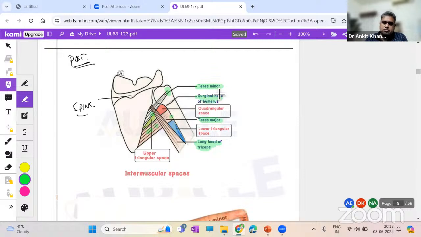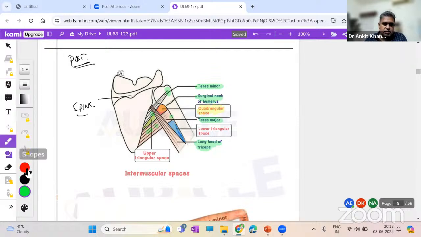This is a simple diagram that you have to make. Then simply you can say, okay, over here I can see the space, the quadrangular space. So what are the boundaries of the quadrangular space, if I may just ask? We can very well understand the boundaries. Boundaries are straightforward. This is the quadrangular space. You can see this red color over here. Boundaries are minor above, major below. Medially you have the triceps, laterally you have the humerus.